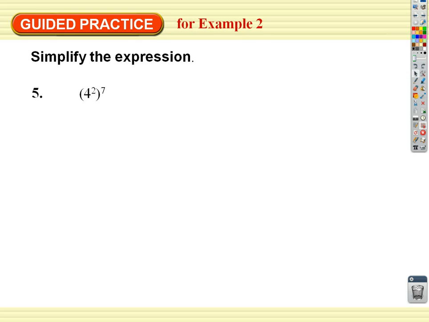Okay, so why don't you pause the video, you try this one. Okay, hopefully you did 4 squared, and you do that 7 times, so you get 4 to the 14th. Try this one, pause the video. Okay, this one is negative 2 to the 4th power, and then I'm raising that to the 5th power. So altogether, I'm doing negative 2 to the 4th power 5 times, so it's negative 2 to the 20th power. Okay, try this one with the variable.